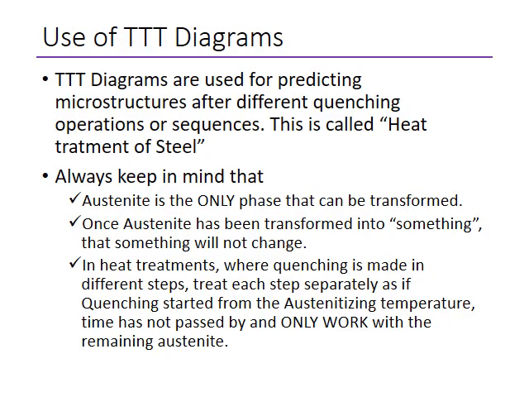So TTT diagrams are used for predicting microstructures after different quenching operations or sequences. So you can heat treat steel by quenching it, and by quenching it you can control how much of different phases you are creating in your material. So you should keep in mind that austenite is the only phase that can be transformed. So if you have already transformed 50% of your material into pearlite, the other 50% remains austenite.